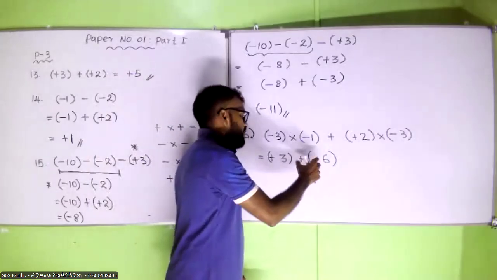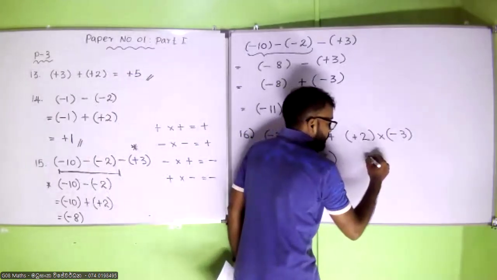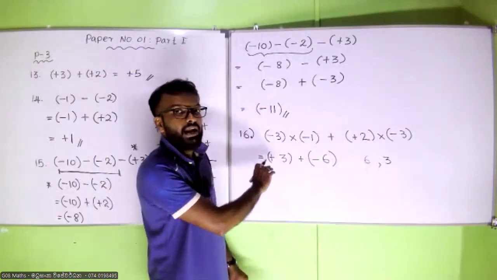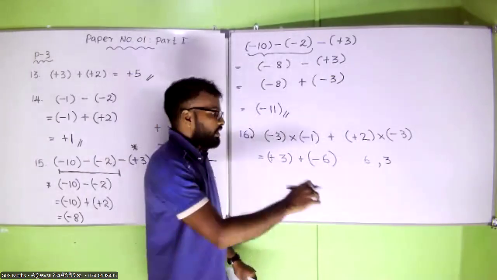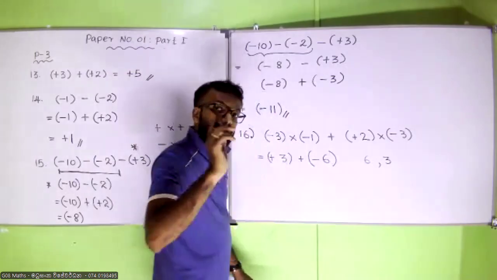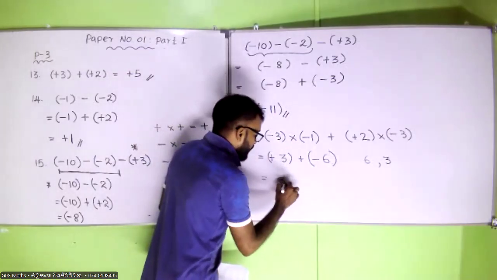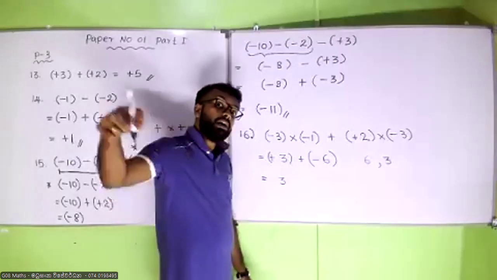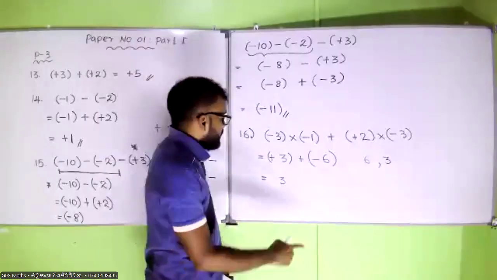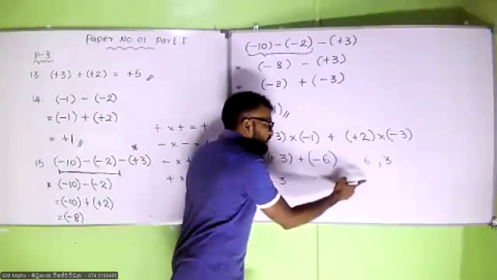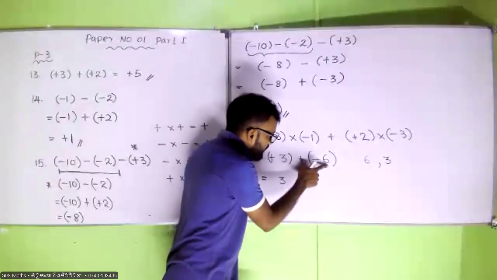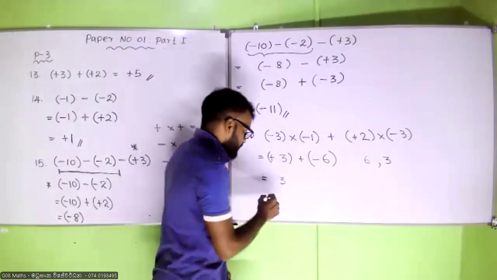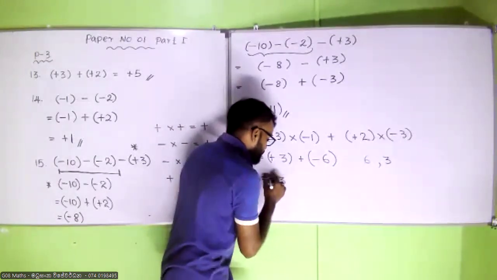Take the numbers out, 6 and 3, only the numbers, forgetting the signs. Then do the subtraction, 6 minus 3, which is 3. And how are you going to decide the sign of the number 3? By looking at the biggest number's sign. What is the biggest number between 6 and 3? That is 6. What is the sign of the 6? That is negative. So your answer is negative 3.